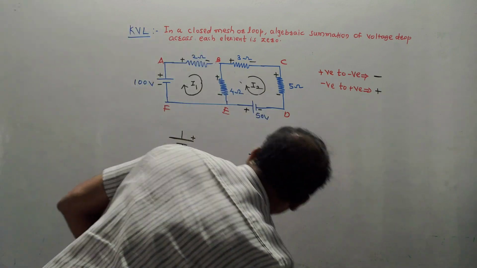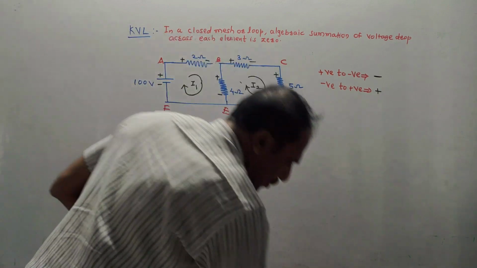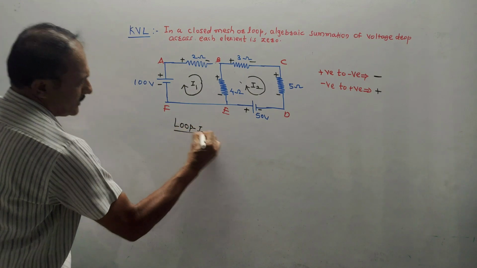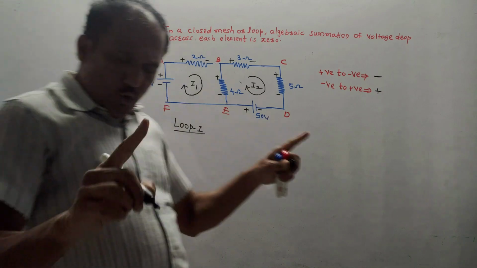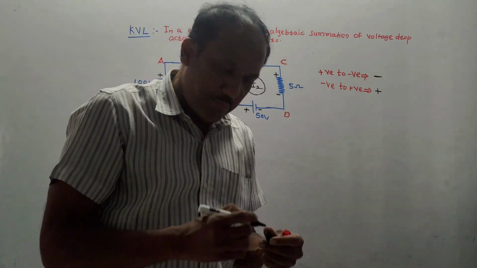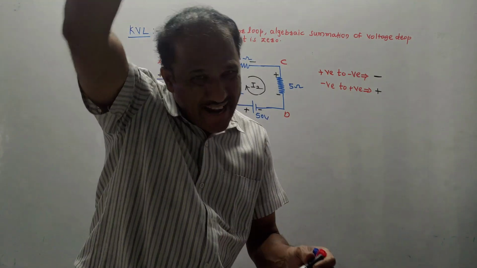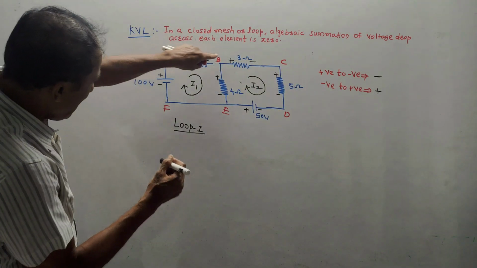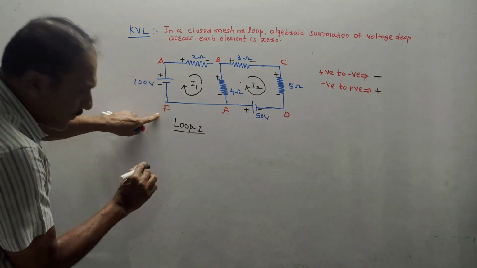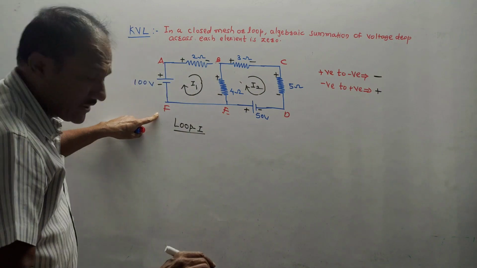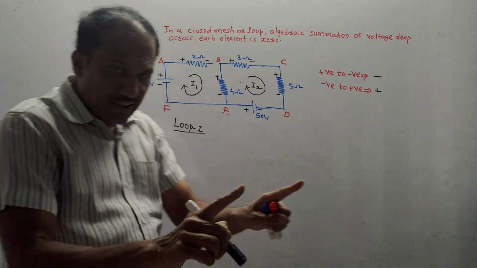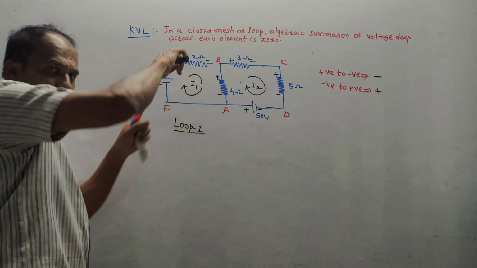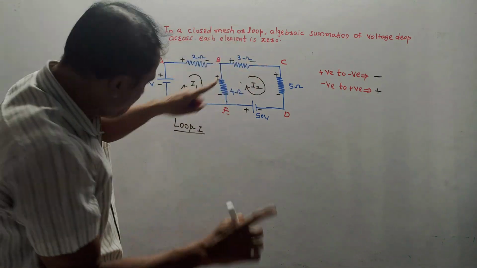Now suppose I want to write KVL for loop 1. So there are two loops I'm considering. First, loop 1. For a loop, you can start from any point, but the thing is that you need to come back to the same point. For example, since this loop is A, B, E, F, A, I will start from point F. From any point you can start, but strictly follow the loop direction. That means if I assume this as a direction, you have to move in the same direction only.